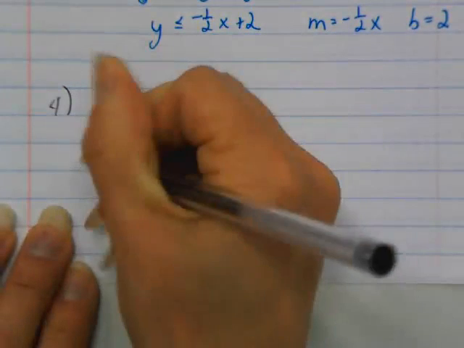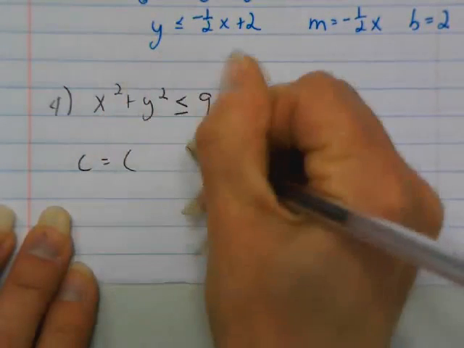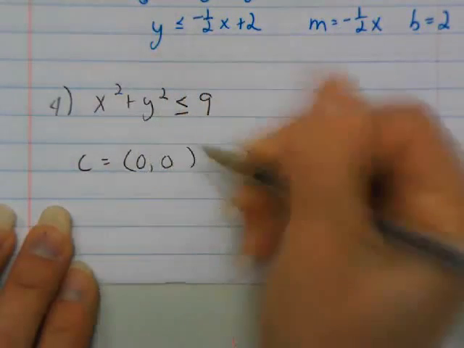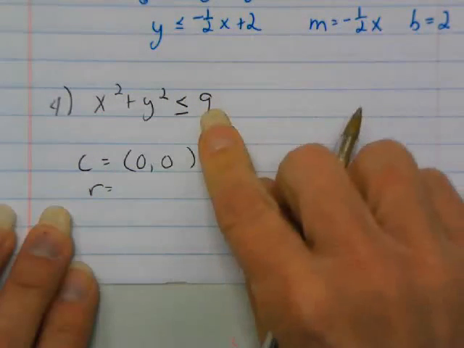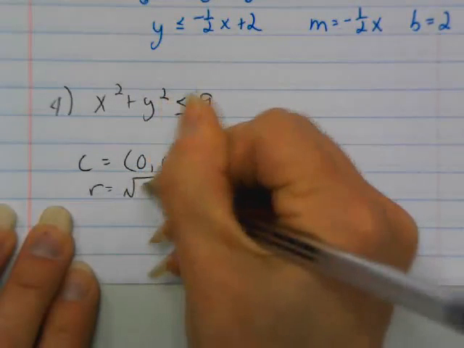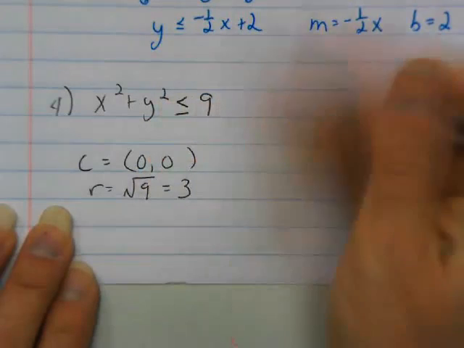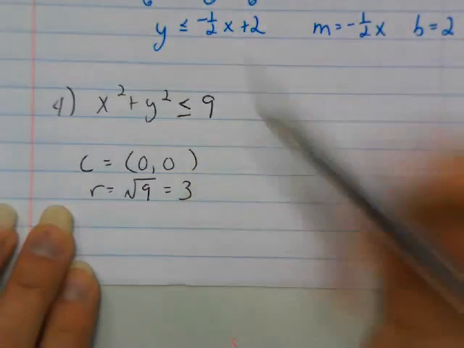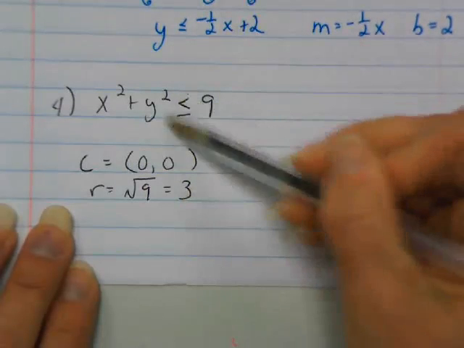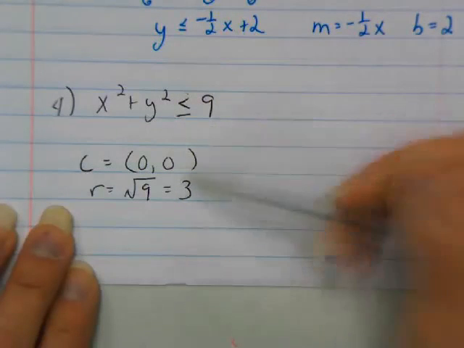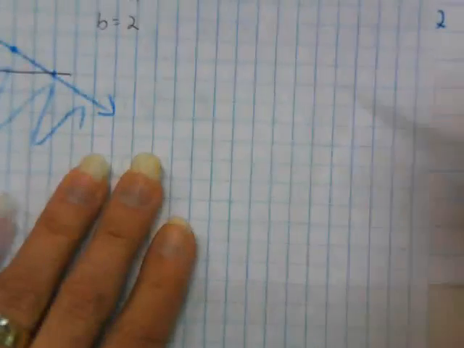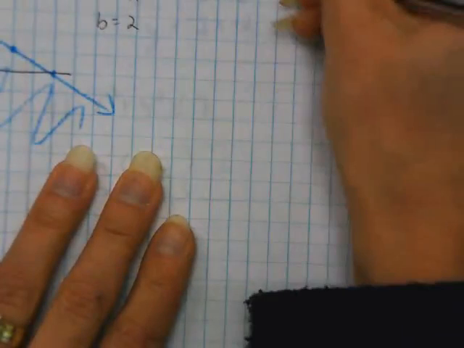So if you remember, the center is whatever's attached to the x and y. So here my center is 0, 0. My radius is this number, so I take the square root of 9 and get 3. Okay, so that's r squared, so r is 3. Alright, let me check my inequality symbol. It is a less than or equal to, so I know that I'm going to go ahead and draw a solid circle. Alright, so I'm going to go ahead and put this on my graph.